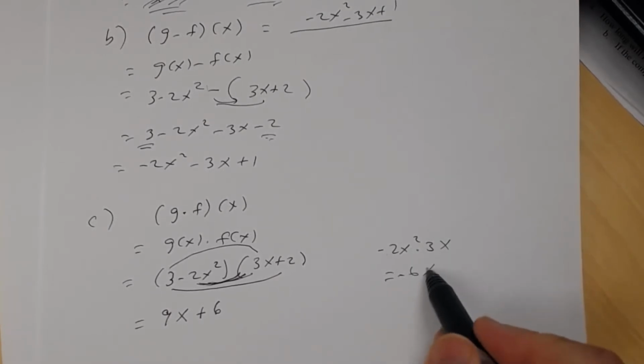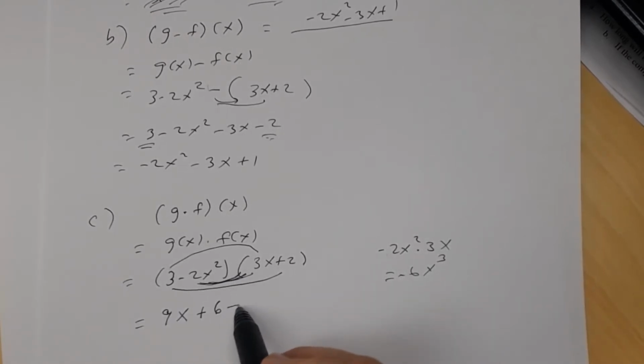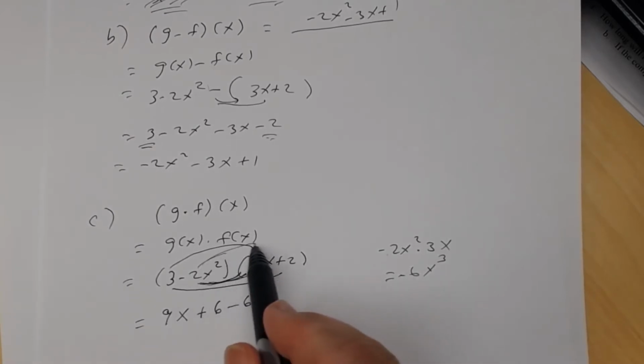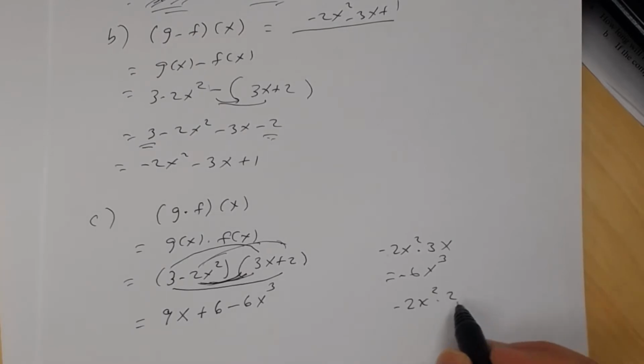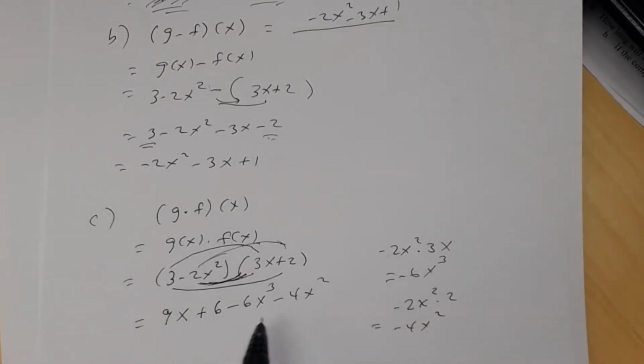X squared times x is x cubed. So that's minus 6x cubed. And then the last, a negative 2x squared times a positive 2 is a negative 4x squared. So minus 4x squared. Now combine like terms.